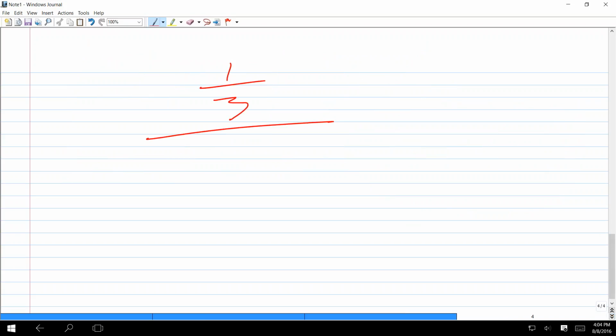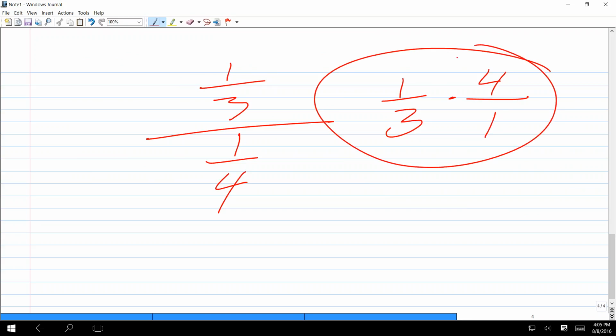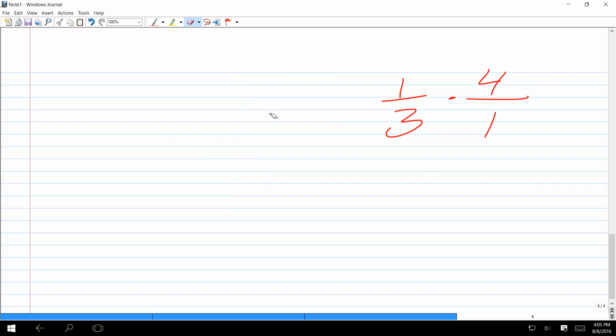If I divide 1/3 by 1/4, I have to do two things. I have to flip the denominator and I have to multiply. So I'm always thinking I got to do two things. Same thing with absolute value inequalities. I'll give you another one.